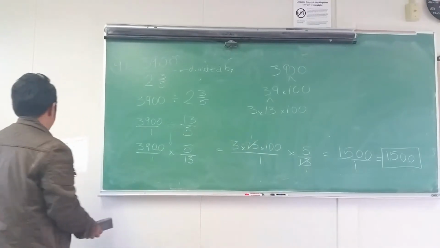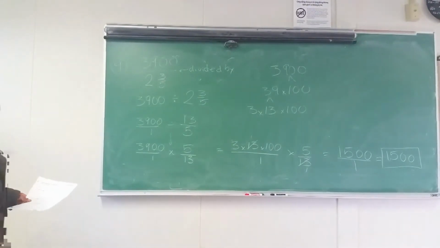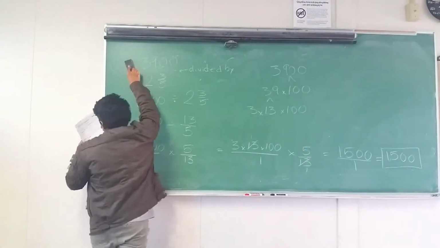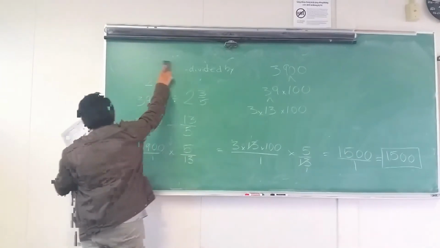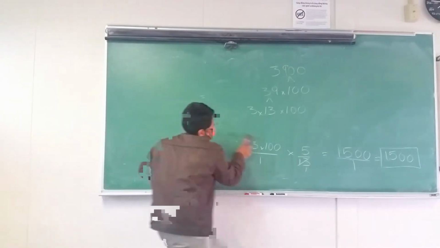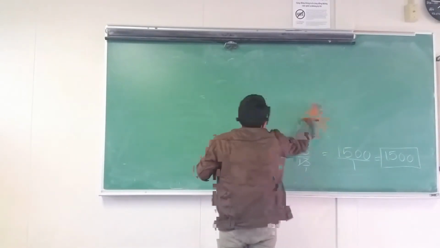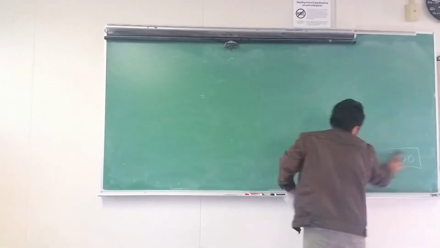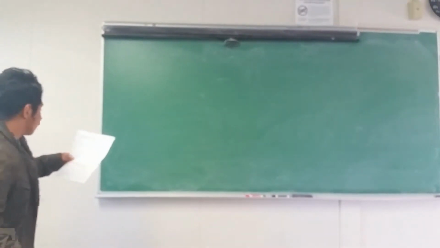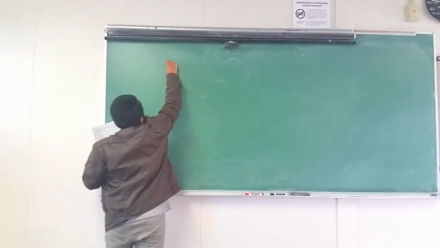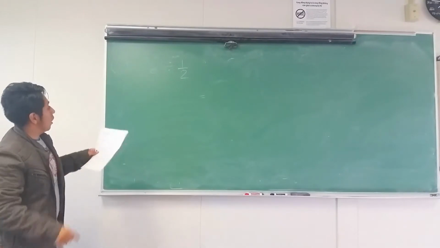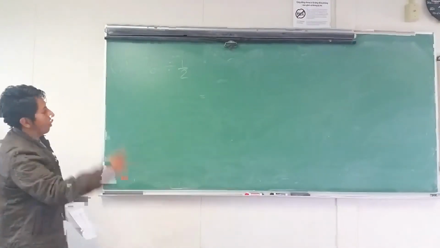Let's do problem 10. Divide 6 by half. They're asking you to take that 6 and divide it by 1/2. So let's do that. Six divided by 1/2. So we're having that 6 and dividing it by half.